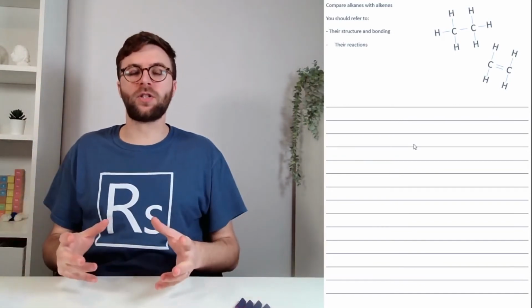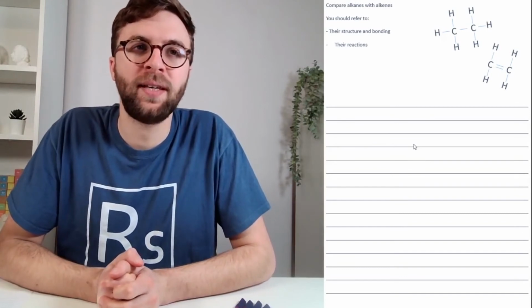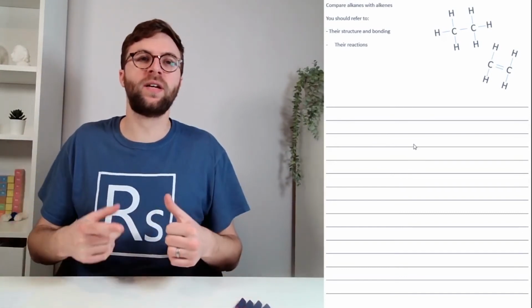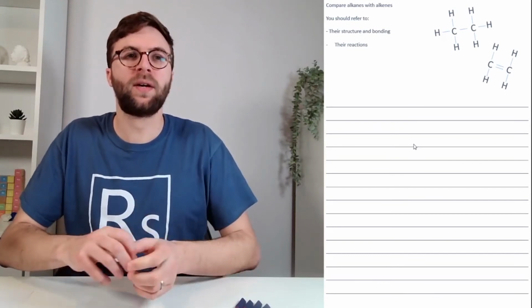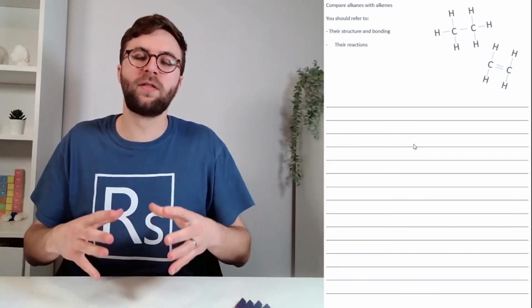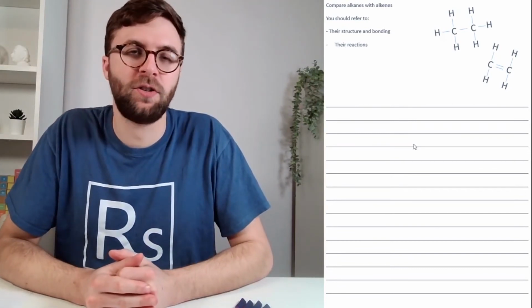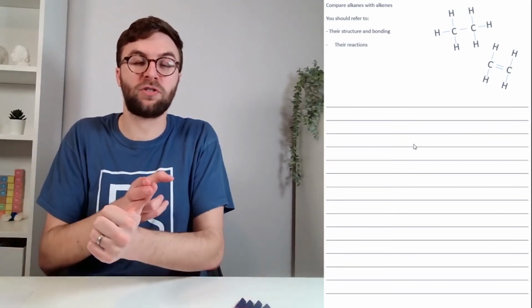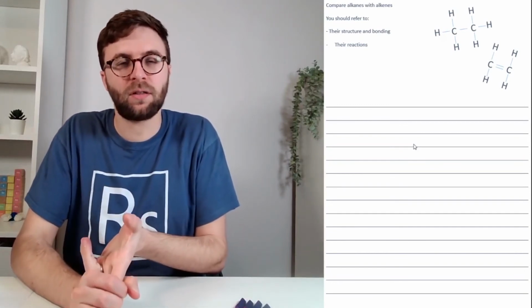So in this question, it's quite an open question. It wants you to compare the alkanes with the alkenes, and you should refer to 2 things: their structure and bonding, and their reactions. Okay, so again, I'm going to give you a bit of time to think about it. And again, you can see quite clearly in this question 2 parts. The 2 parts are the structure and bonding, 3 marks, and their reactions, 3 marks.